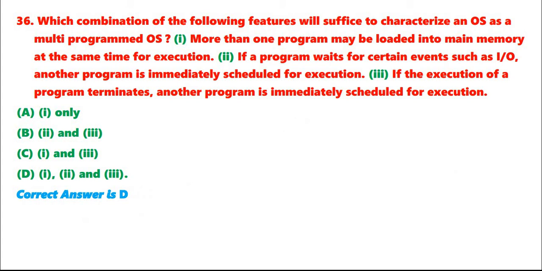36. Which combination of the following features will suffice to characterize an OS as a multi-programmed OS? 1. More than one program may be loaded into main memory at the same time for execution. 2. If a program waits for certain events such as I/O, another program is immediately scheduled for execution. 3. If the execution of a program terminates, another program is immediately scheduled for execution. A. 1 only. B. 2 and 3. C. 1 and 3. D. 1, 2 and 3. Correct answer is D.